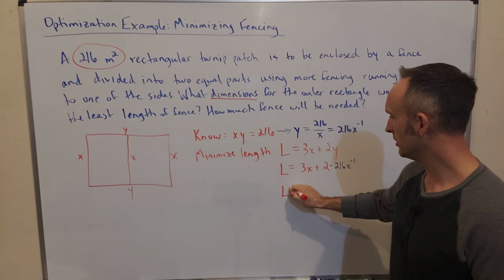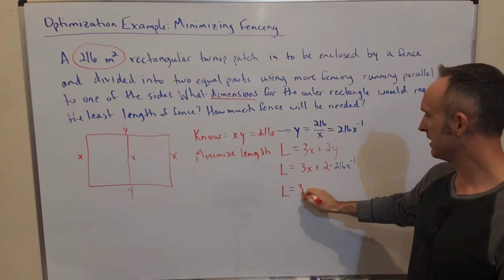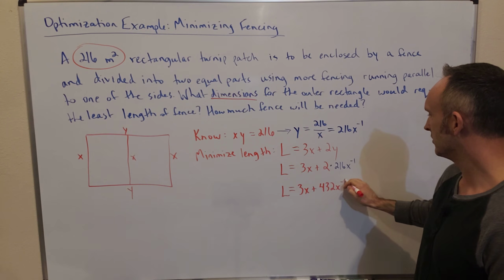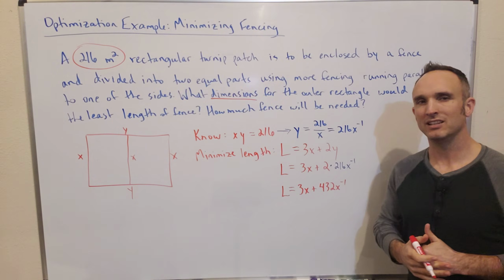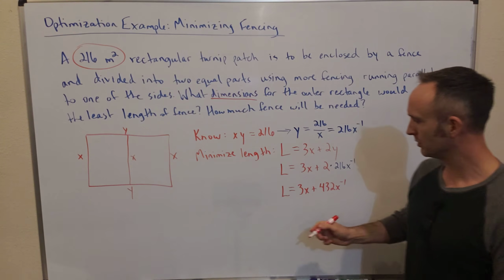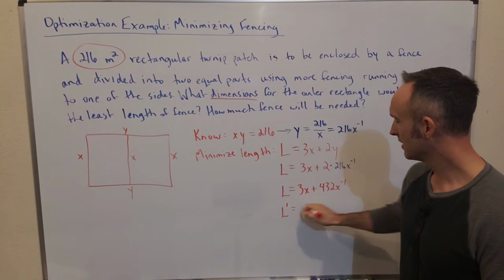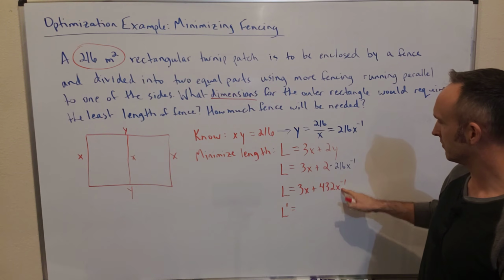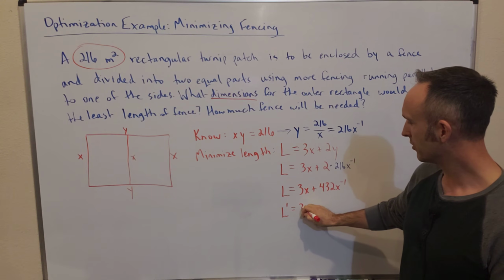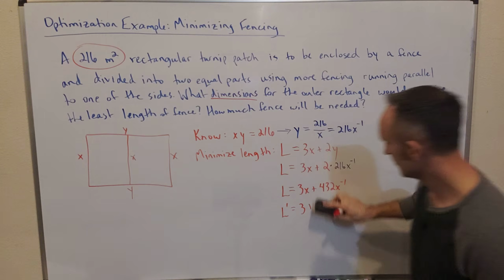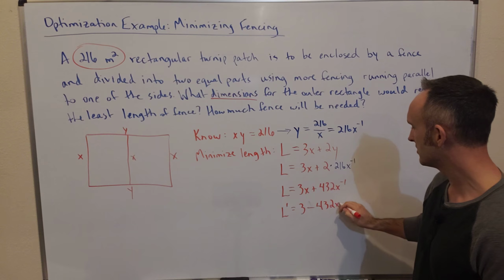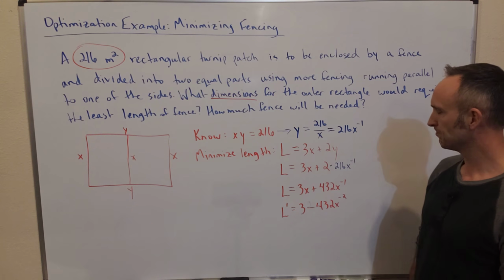So let me go ahead and simplify this. So I get 3x plus 432 x to the negative first. And now I need the derivative of this function if I want to minimize this function, try to figure out the minimum, the absolute minimum. So L prime, and this is where it's useful to have it written as x to the negative first as opposed to divided by x, makes it easier to differentiate perhaps. We get 3 minus 432 x to the negative second, okay?